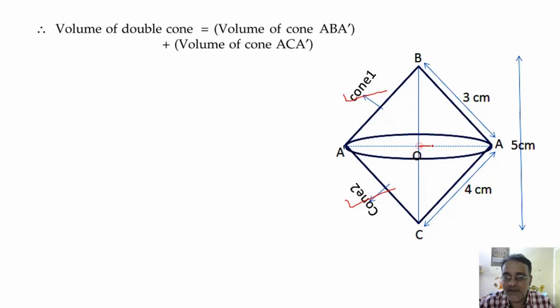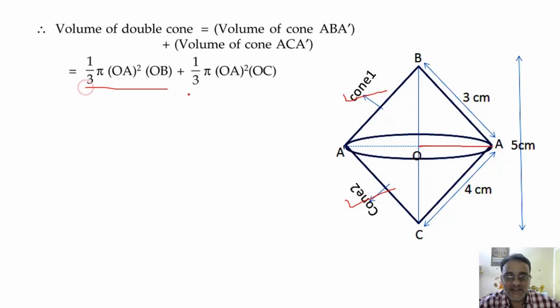So R is OA for both the cones. So 1 by 3 pi OA square. Height of upper cone is OB, and height of the lower cone is OC. Is this clear? Now what is common between these two? 1 by 3 pi OA square. If we take it common, we get OB here and OC here, so OB plus OC.